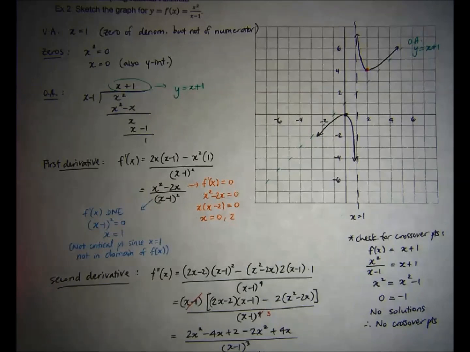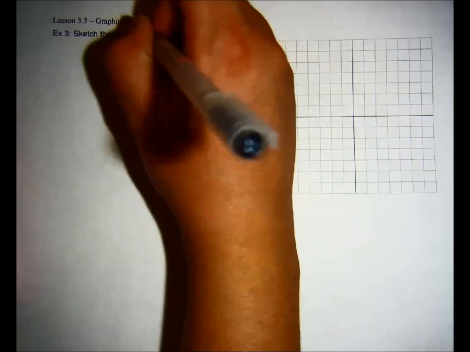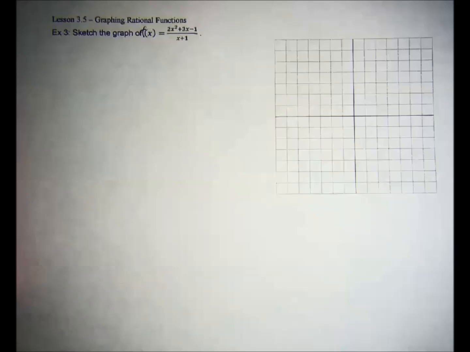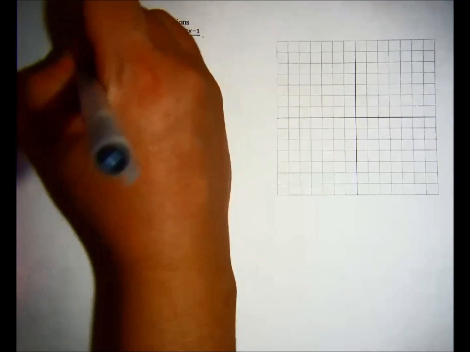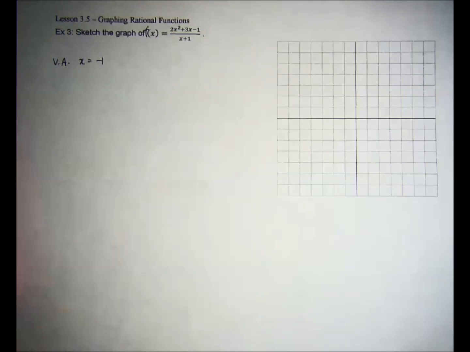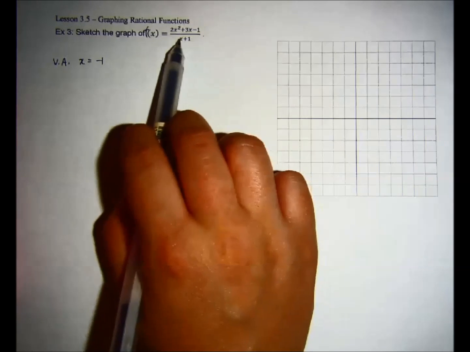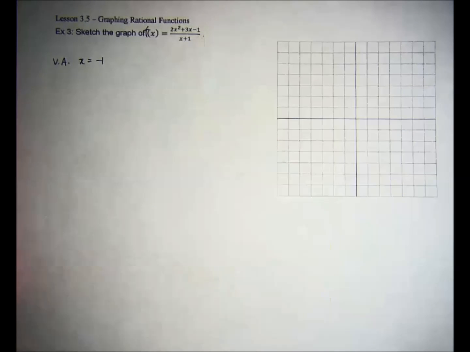Okay, let's move on to the last rational graph sketch. This time we're going to sketch the graph of f of x equals 2x squared plus 3x minus 1 over x plus 1. First of all, we know that there's going to be a vertical asymptote at x equals -1 because that's the 0 of the denominator, and we can see that it's not going to be a 0 of the numerator.